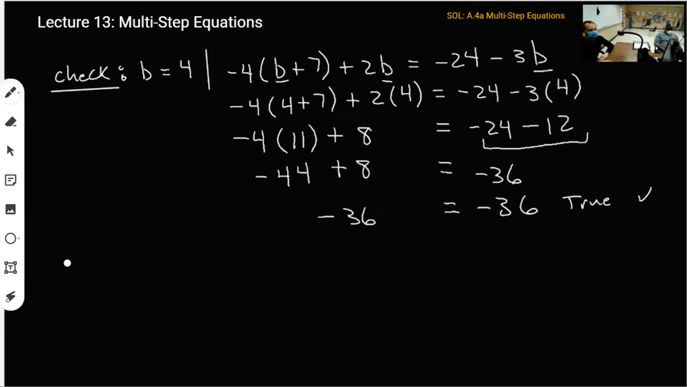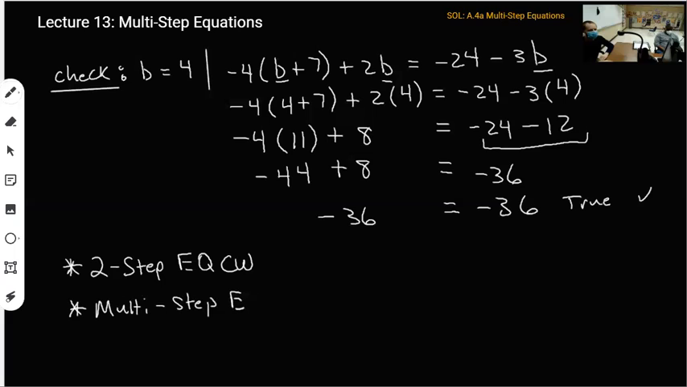Okay. Now you've got 2 assignments that are going to be due on Sunday. You've got your 2-step equations. That's classwork. And you've got your multi-step equation classwork. And this was done on Monday. You can do this one now today.